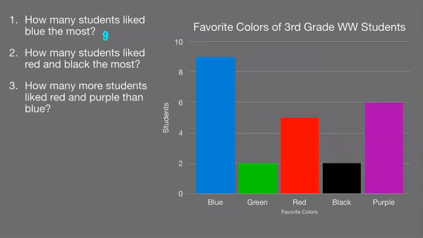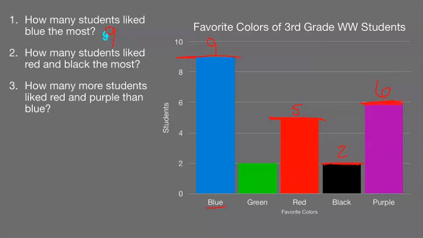And my last question for this graph, how many more students liked red and purple than blue? So how many more students liked red and purple? So we got to figure out how much is purple. When I look at purple, purple goes right to this line telling me that there are 6 votes. So there's 6 votes there.